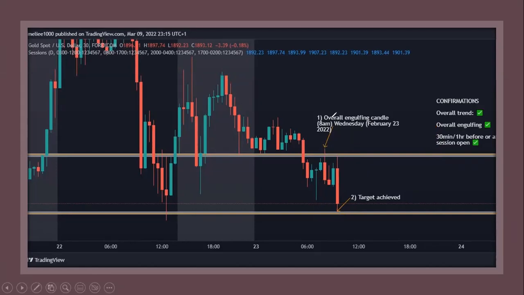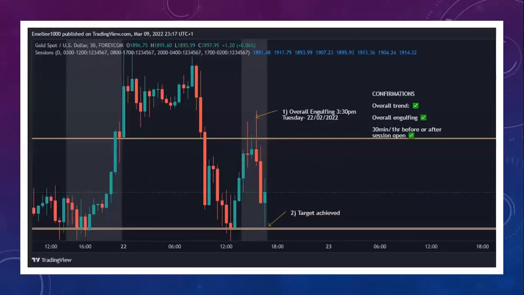Good. This happened during the London Open session. So overall trend, check. Overall engulfing, check. 30 minutes or 1 hour before or after session open, check. This happened right after session open, so it validates our 3 confirmations. Okay, all right. So let's look at the next one. Good.